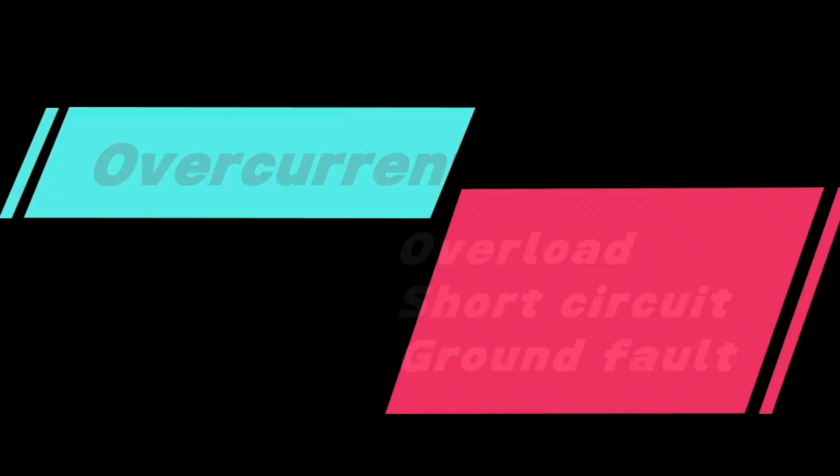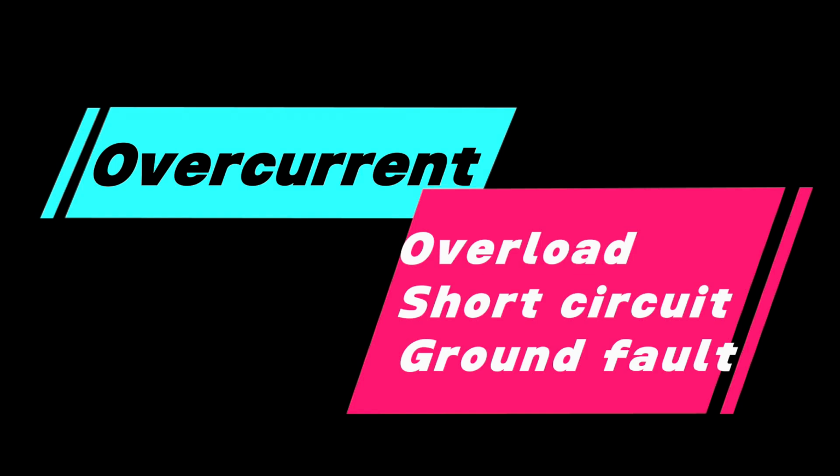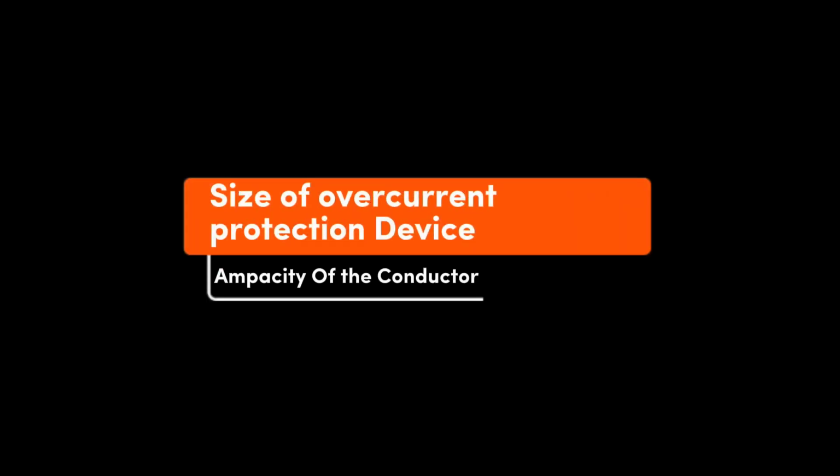There are three types of overcurrent that can happen in a circuit. It can be an overload, a short circuit, or a ground fault. And the OCPD must be sized to handle them appropriately. In the Canadian Electrical Code, for example, the size of the overcurrent protection device must not exceed the ampacity of the conductor that it protects, unless otherwise permitted. For example, if you are using a wire rated 20 amps, you cannot use a circuit breaker or fuse rated 30 amps, unless an exception applies.